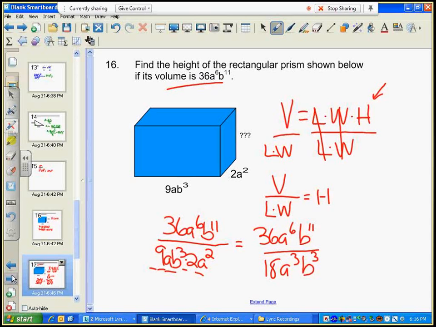Okay, so far so good, but it looks like I can simplify. I can use my quotient rule to simplify my same bases. I know I can simplify that to 2 over 1. So I have 2. And a to the 6th divided by a to the 3rd is a to the 6th minus 3, which is a to the 3rd. b to the 11th divided by b to the 3rd is b to the 11 minus 3, which is b to the 8th. Okay, so I did my a's, I did my b's, so I'm all done.